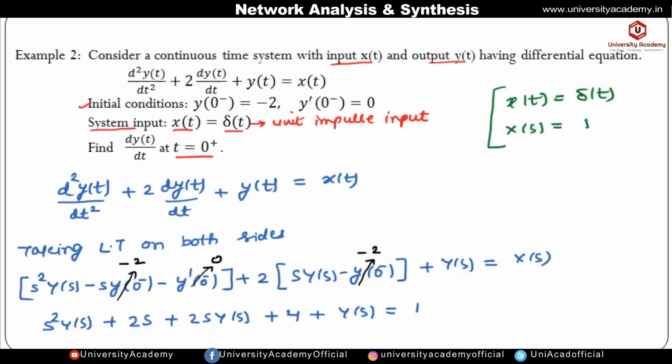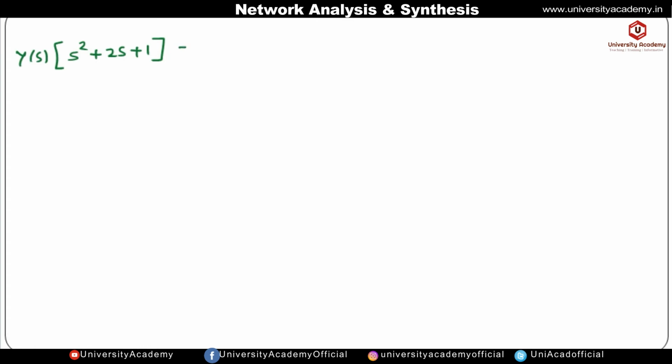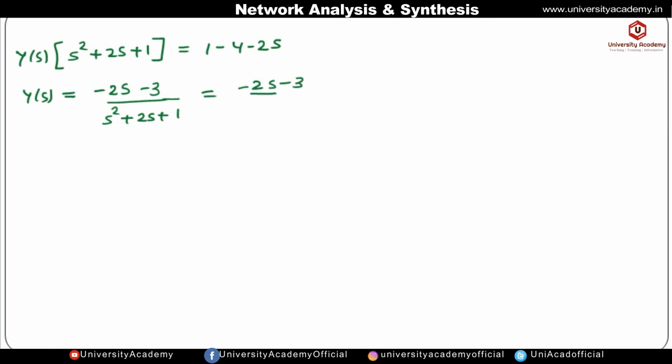Okay, and 2s, and this 4 will go on the right hand side, so it will be 1 minus 4 minus 2s. Okay, so from here we are getting y of s, it will be equal to minus 2s, and 1 minus 4 is minus 3, divided by s square plus 2s plus 1. So this can be written as minus 2s minus 3.